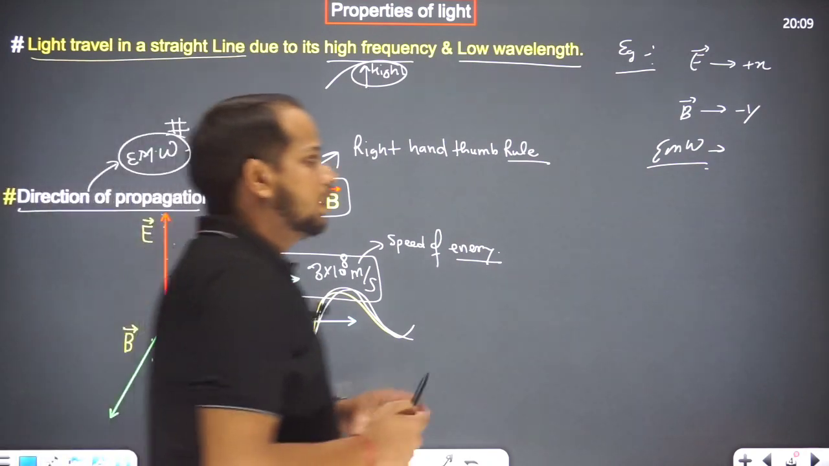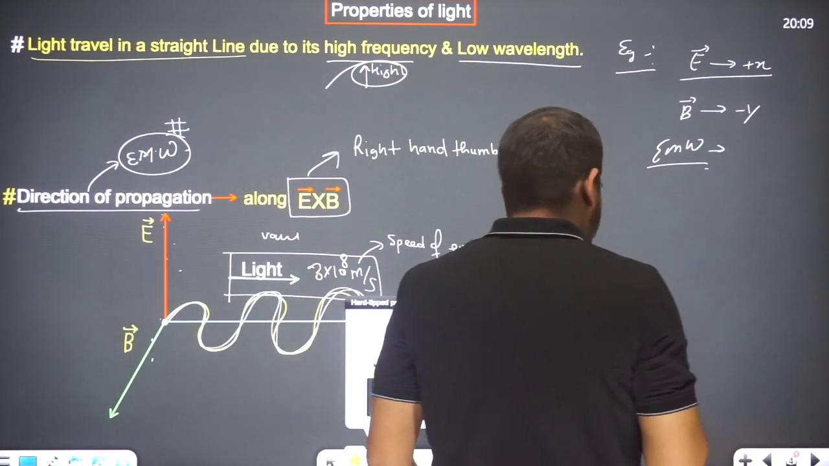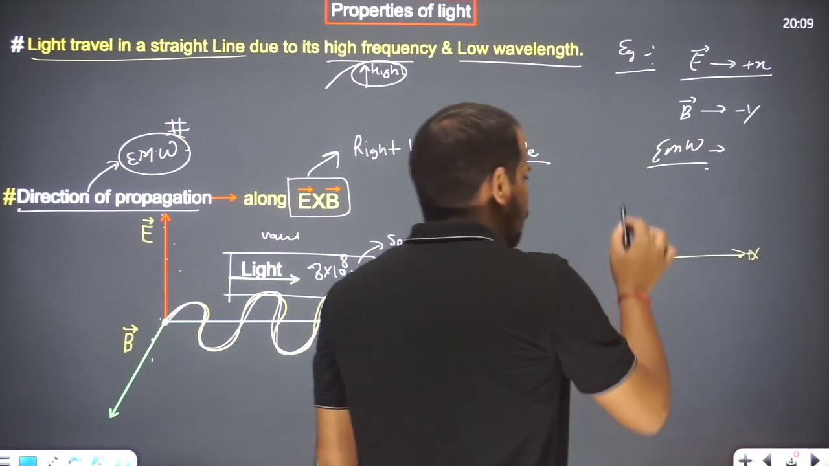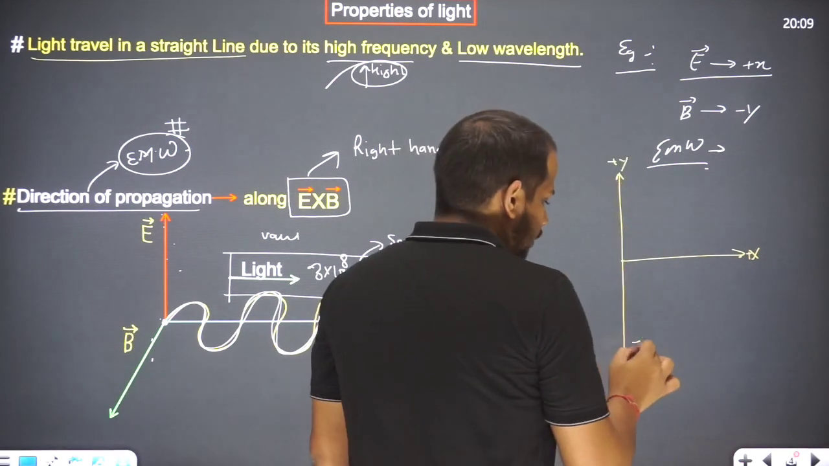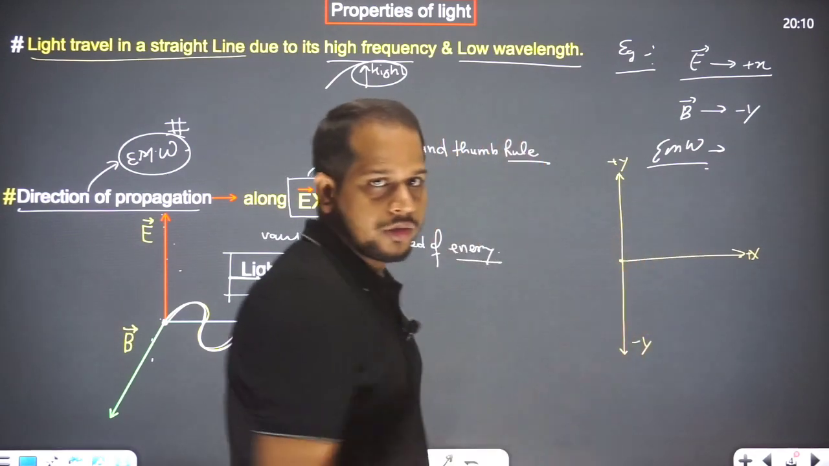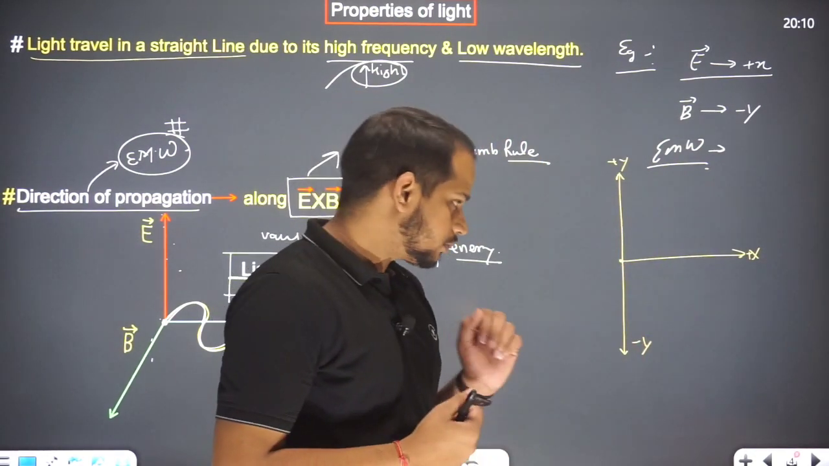In this one, E is along positive x-axis. If you want to draw the axis over here, you can draw. Like this is a positive x-axis we have. And you know this is a positive y-axis, and this is negative y-axis. And we are saying the Z is perpendicular to this one, perpendicularly outward and perpendicularly inward, right?